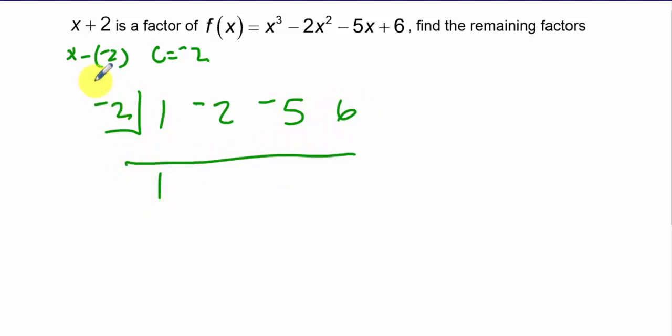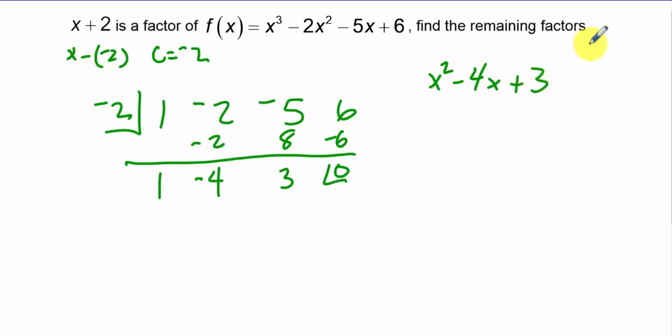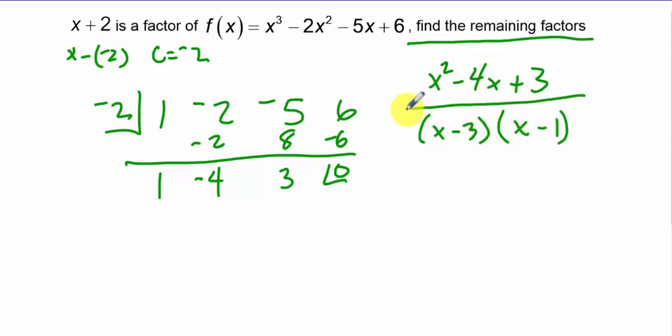We bring down the 1, and then we diagonally multiply, get a -2, which gets me a -4 because I'm adding, get a +8, which is a 3, and then get a -6, which is totally expected because I should get a remainder of 0, which I did. Now notice my remaining term is x squared minus 4x plus 3. And the question asked me to find my remaining factors. So hopefully this factors, and it does. I get x minus 3 and x minus 1, and those are my remaining factors.